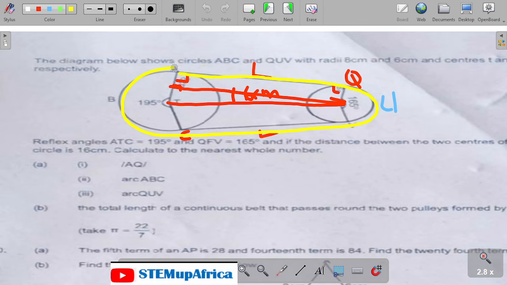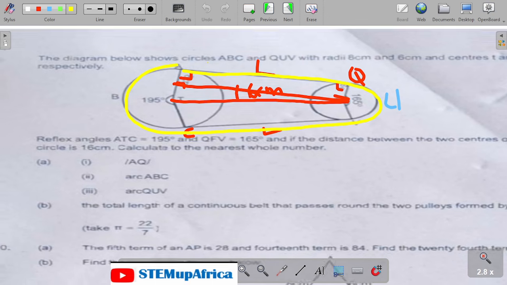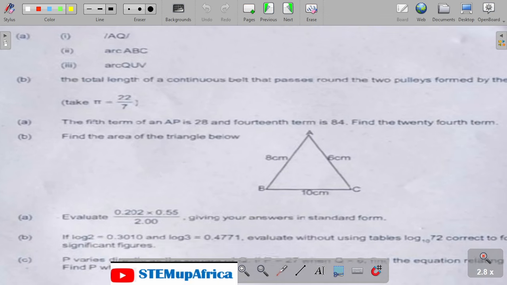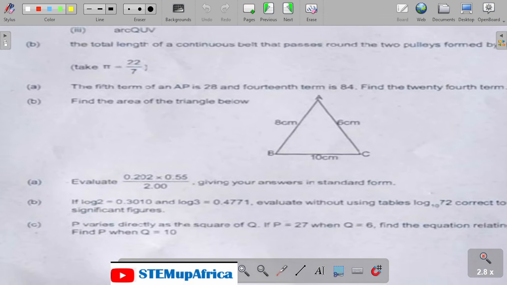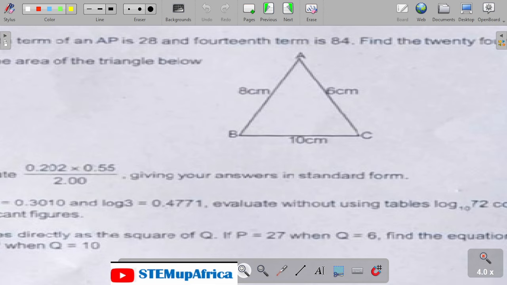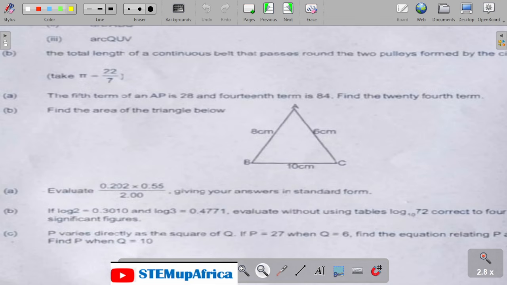Then question 10. It said we stop at 11. I'm tired. So let's see what we can do with this.